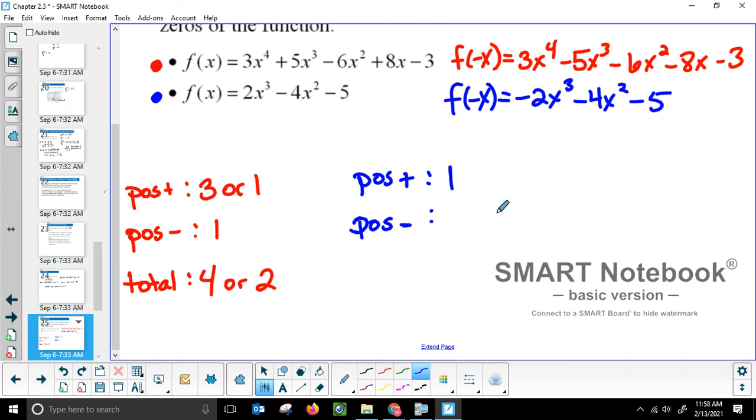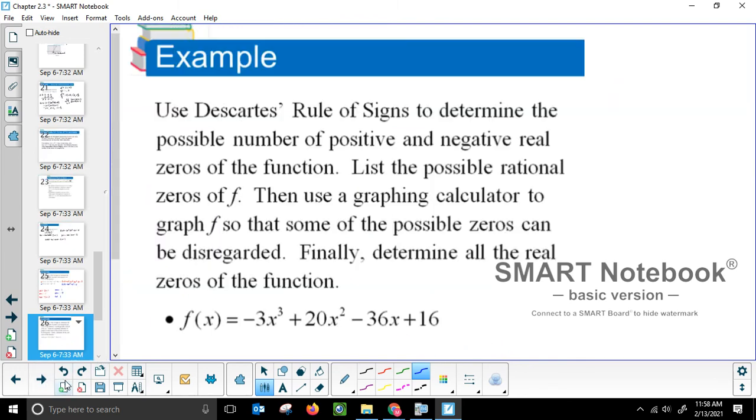So how many times do my signs change? I start negative, stay negative, stay negative. So there were 0 changes. So how many total real zeros will I have? Well, if I have 1 positive and 0 negatives, I can only have 1. So that is it.